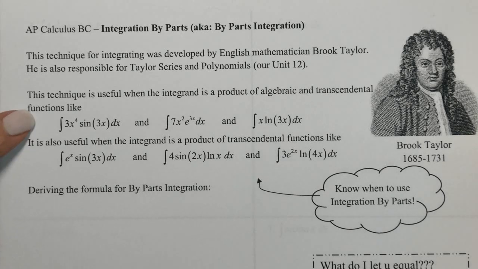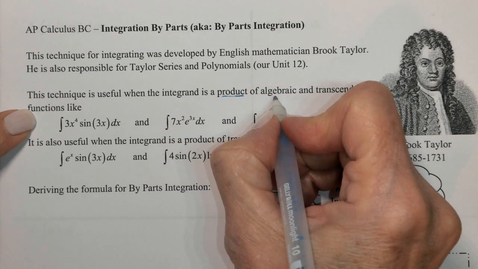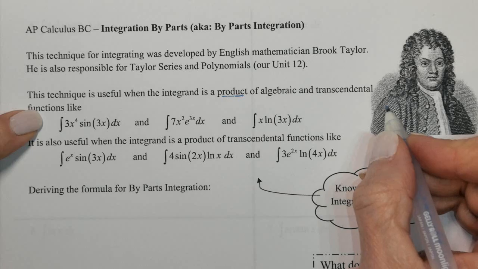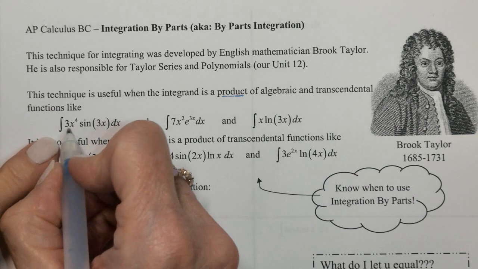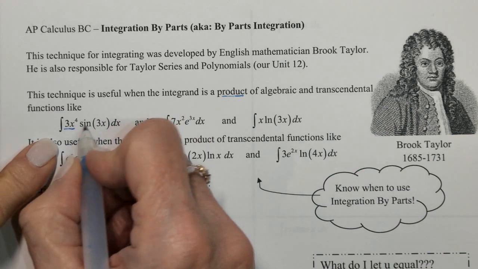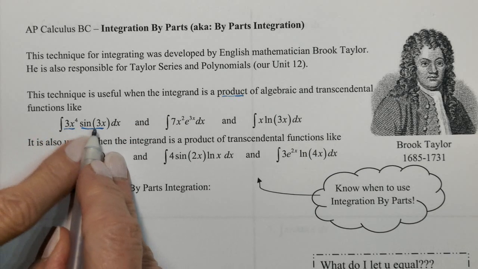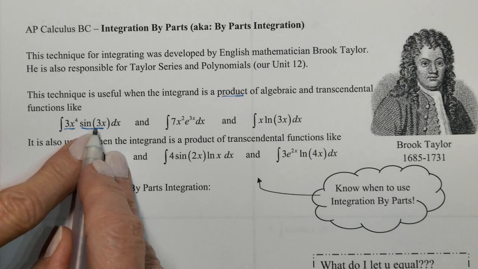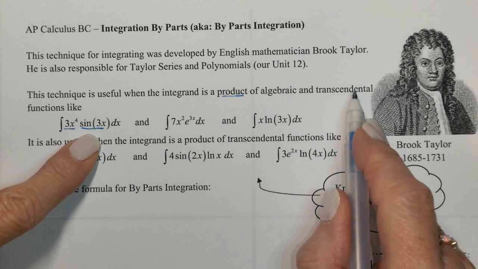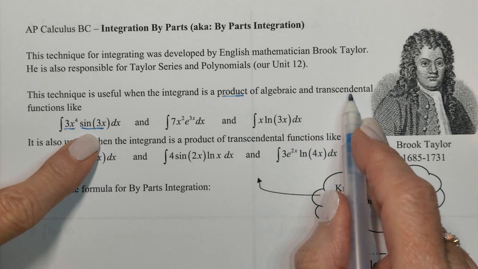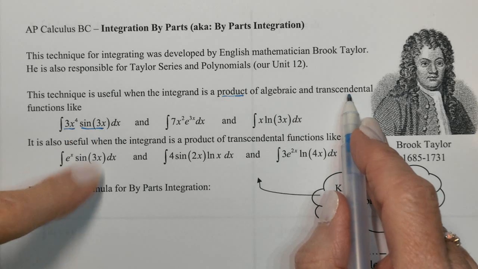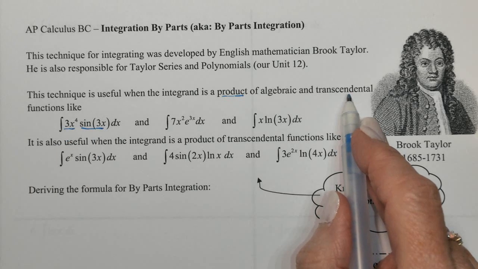This technique is useful when the integrand is a product of an algebraic and a transcendental function, like 3x to the fourth times sine of 3x. 3x to the fourth is algebraic. Sine is one of our transcendental functions. You guys, a transcendental function is a function that cannot be written without an additional function. So I think of it as only x's.